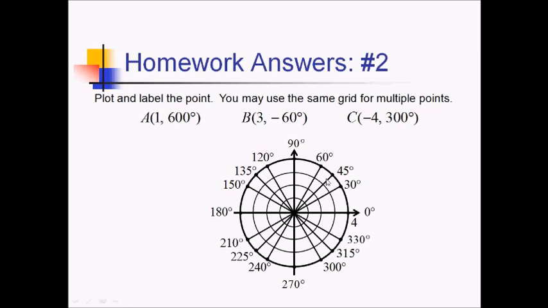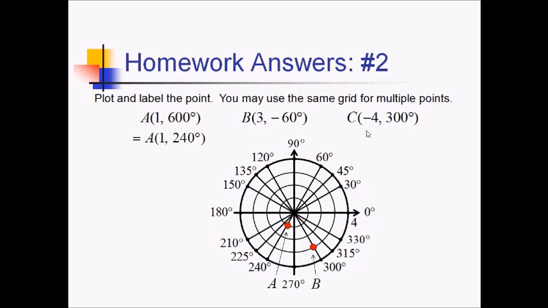For number 2, we need to graph these three polar coordinates. For this first one, (1, 600°), we'll make this a little bit easier by subtracting 360 to give us (1, 240°). So we're going out 1 and over to the 240 ray over here. Next, for B, we're going 60 degrees clockwise, so out 3, and then 60 clockwise brings us to 300. You could have added 360 to that to get the same number.